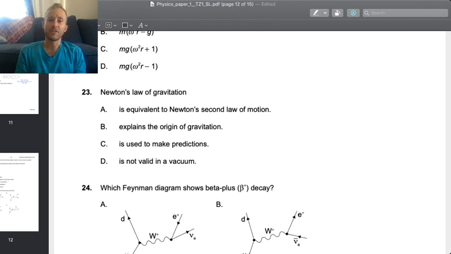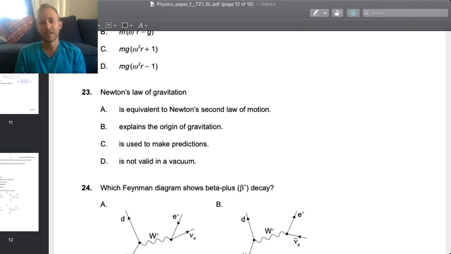Newton's law of gravitation is used to make predictions. Yeah, I mean, we predict where the planets are going to be. We predict where satellites are going to go, all using Newton's law of gravitation. So I would say it's definitely used to make predictions.